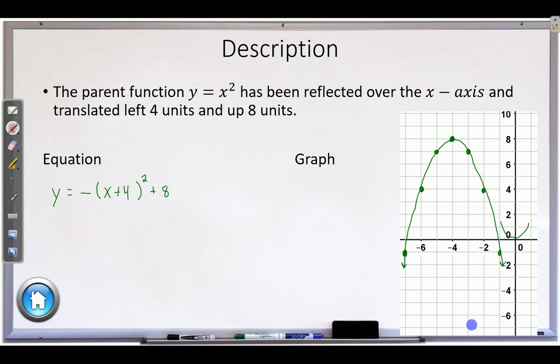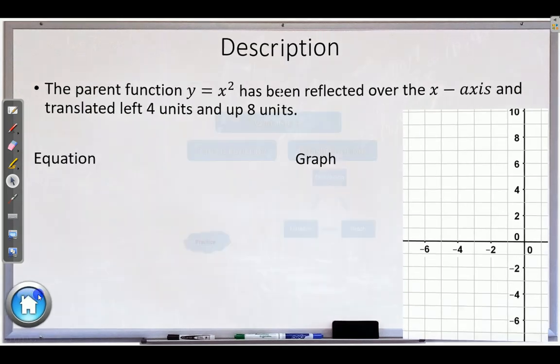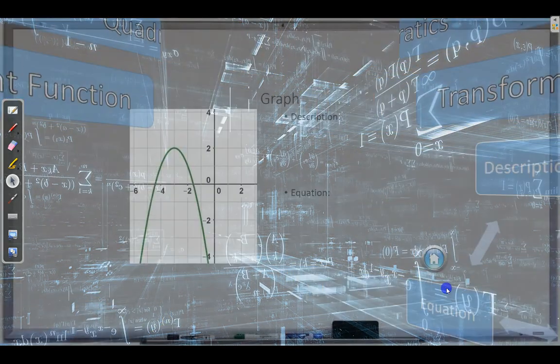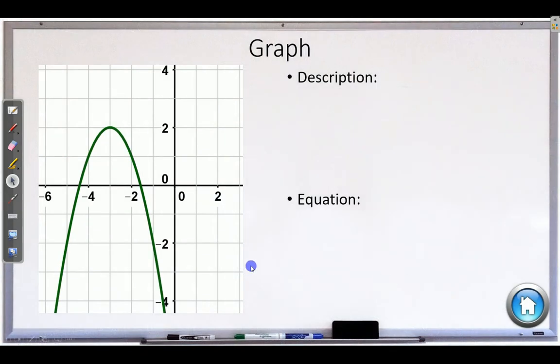There we go. So we took a description, we turned it into an equation and a graph. We've got one more combination to do here. If we're given a graph, can we turn that into a description and an equation? So let's do that one. So here we have our graph.